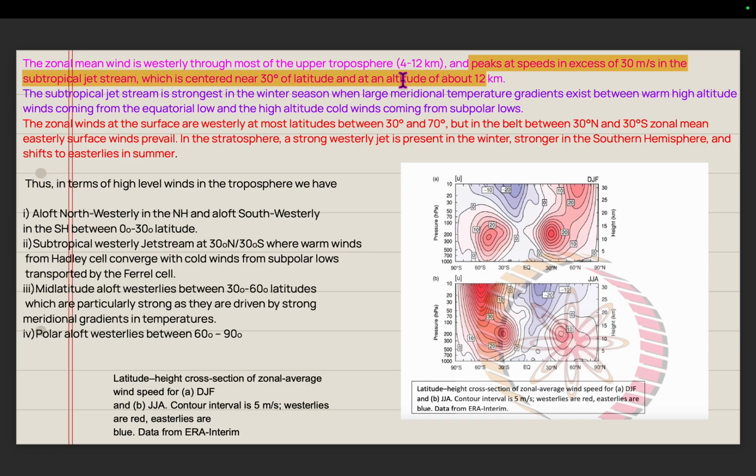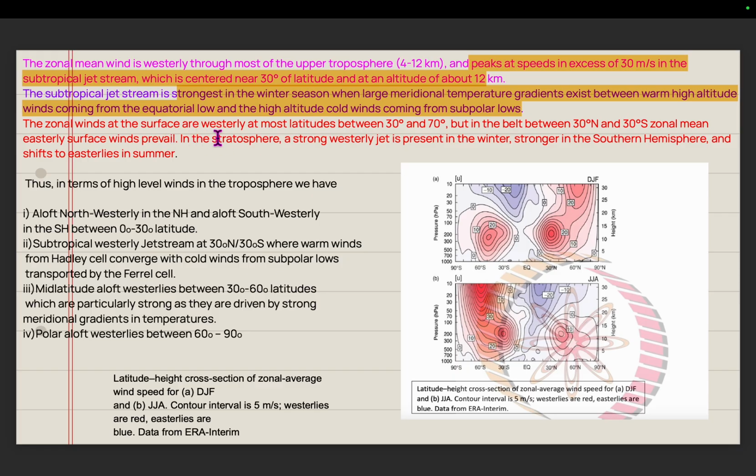It is strongest in the winter season, when a large meridional temperature gradient exists between the warm high altitude winds coming from the equatorial low and the cold high altitude winds coming from the subpolar lows. The zonal winds at the surface are westerly at most latitudes between 30 and 70, but in the belt between 30 degrees north and 30 degrees south, the zonal easterly surface winds prevail.